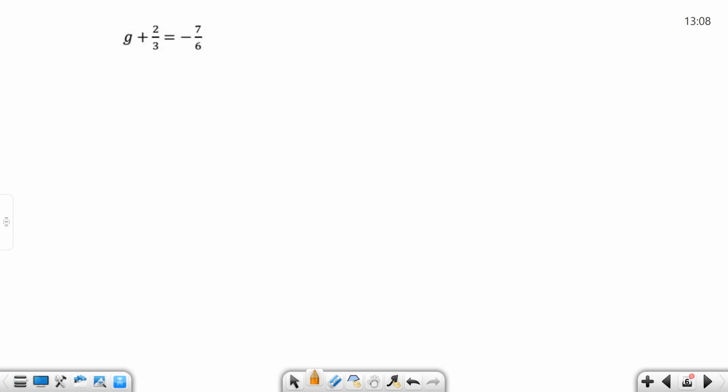So g plus 2/3 equals negative 7/6. Now here we go. Now we're getting a little more complicated because now we have two denominators and they're not the same thing. So we got to find our LCD.